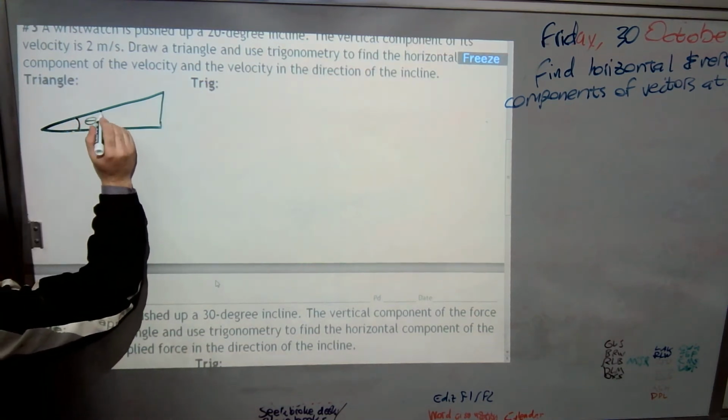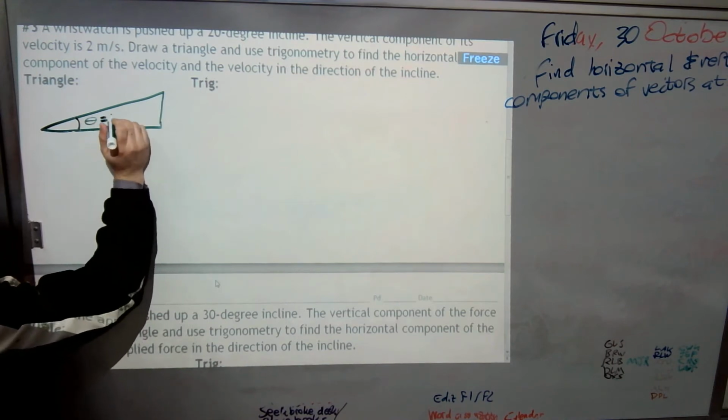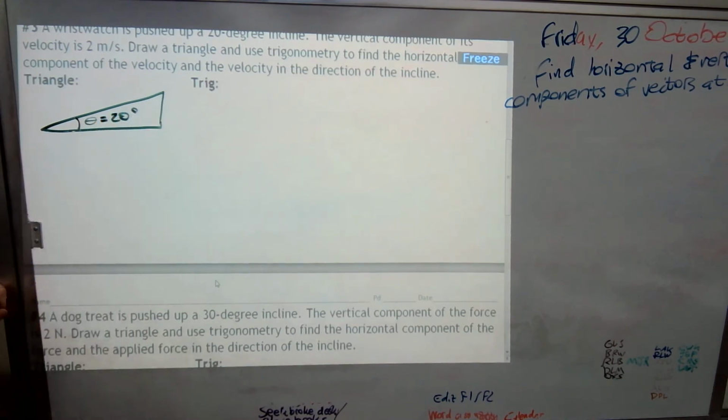I'll label my angle here. Theta is the variable for the angles. That's this Greek letter. 20 degrees.